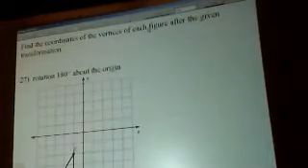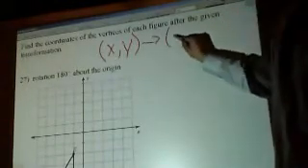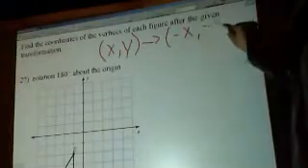Okay, everybody, here we go. I'm going to try to keep going with some rotations. So, the transformation we're going to use in this case is the coordinates x, y turn into negative x, negative y. And this is a rotation 180 degrees around the origin.